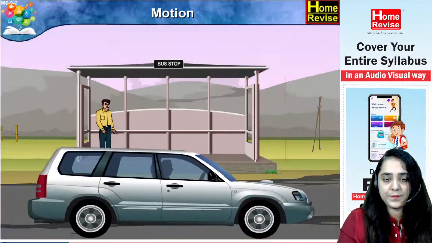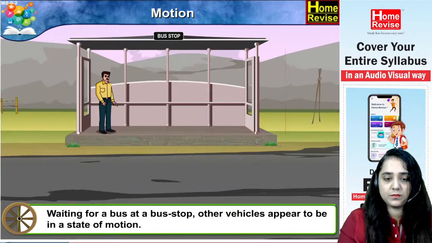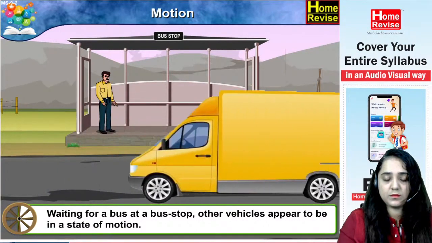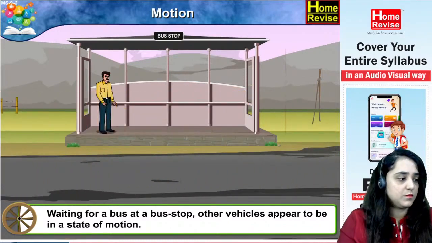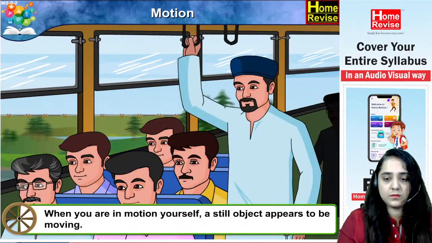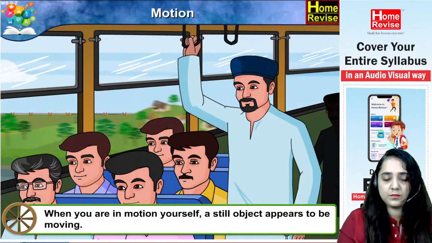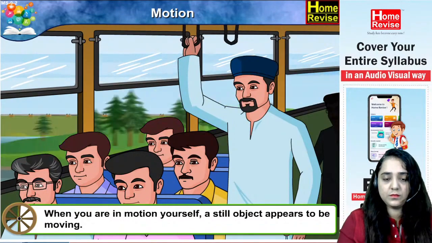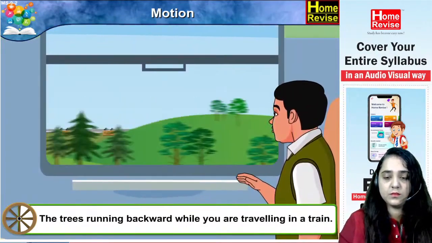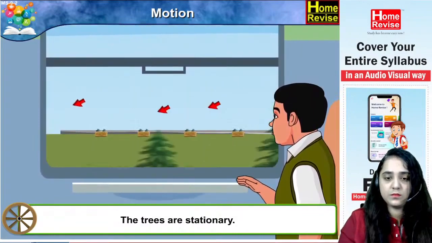Motion. Students, you must have noticed while waiting for a bus at a bus stop, other vehicles appear to be in a state of motion. Isn't it? While on the other hand, while you are in motion yourself, a still object appears to be moving. Am I correct? Also, you must have seen the trees running backward while you are traveling in a train. Actually, the trees are stationary.